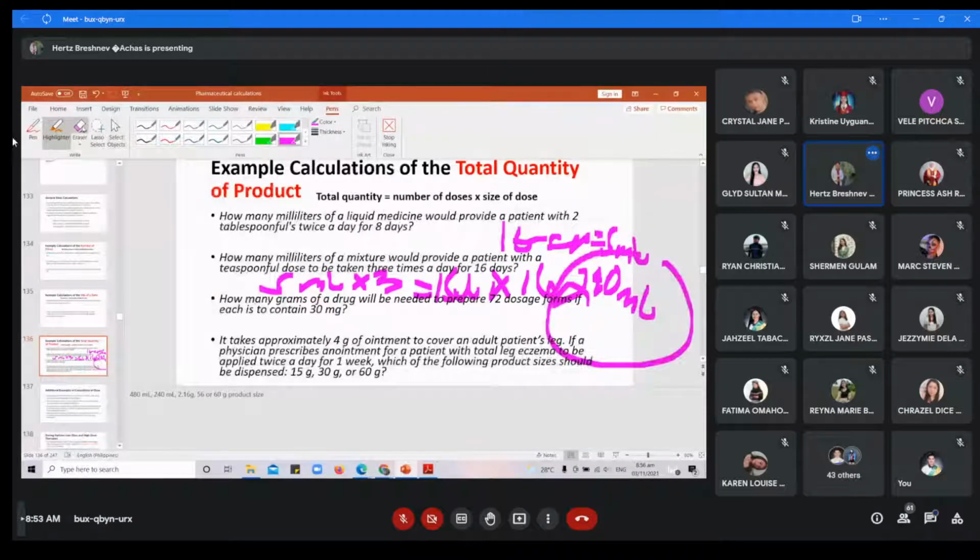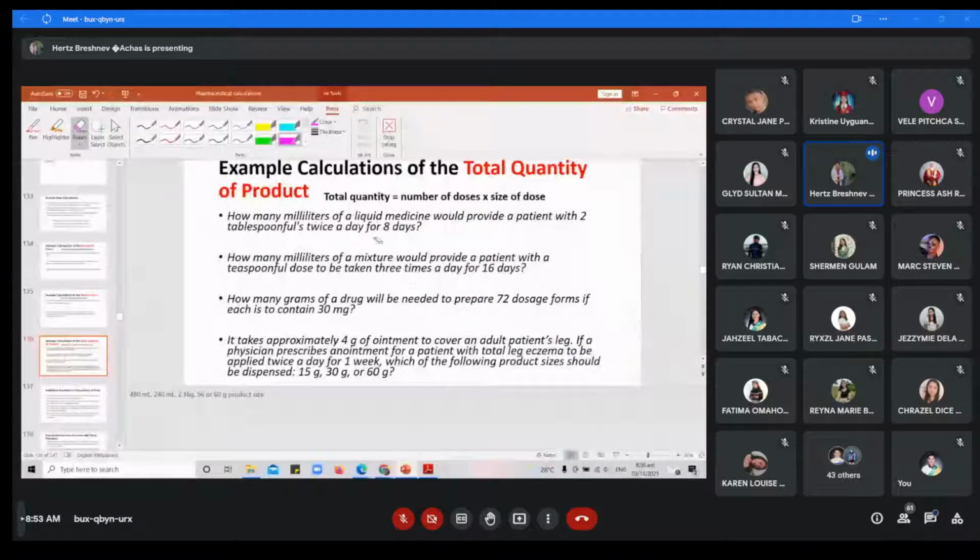Next is, how many grams of a drug will be needed to prepare 72 dosage forms if each is to contain 30 milligrams? The question here is how many grams we will prepare if we need 72 dosage forms, each containing 30 milligrams. So, this is very easy. Every one of those 72 dosage forms contains 30 milligrams.